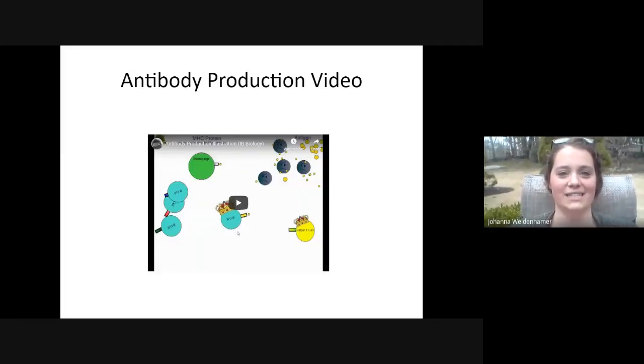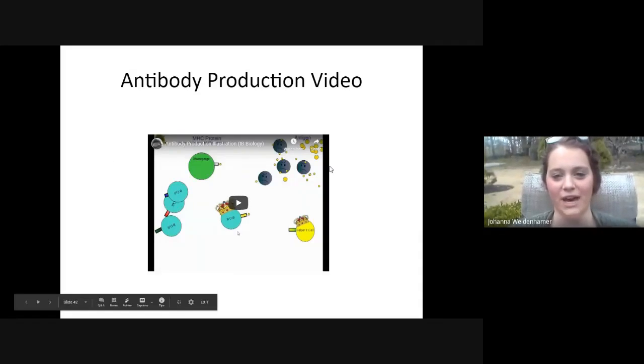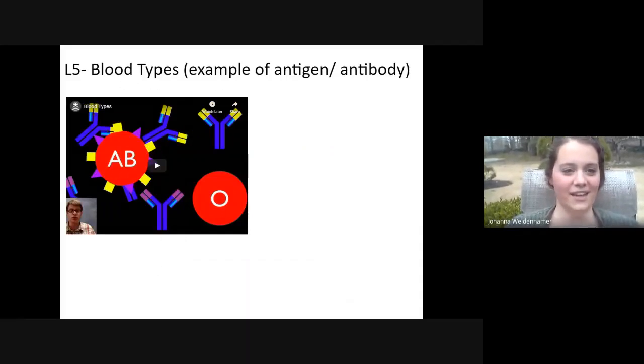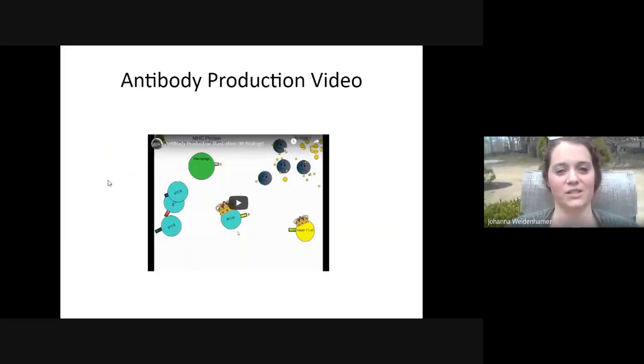And here we have a nice antibody production video that I'm going to recommend you watch. It's a nice overview, again, visually to see what exactly these different cells are doing, because it is a lot of information all at once with all the different cells that are playing a role. So after you watch this video, take a look at this video that's attached here. And then lesson 5 we will be doing tomorrow.